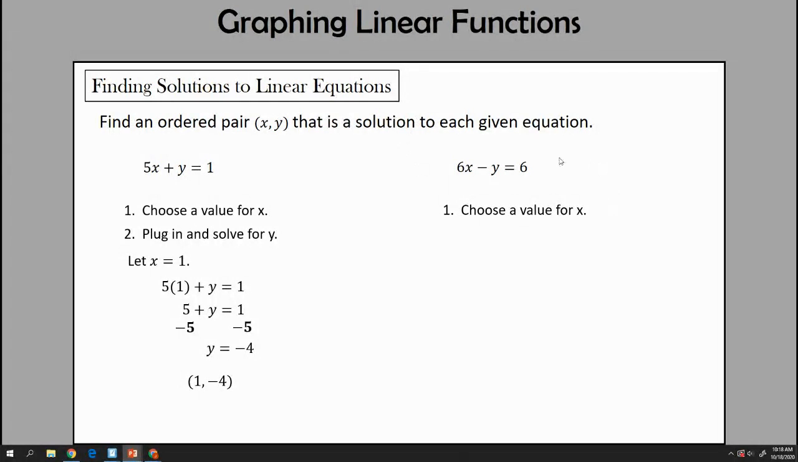Here's another one. Find an ordered pair that makes this equation true. Well, again, choose a value for x, plug it in, and solve it for y. So I just let x be 2 this time. So 6 times 2 minus y equals 6. 12 minus y equals 6. I'm going to subtract a 12.